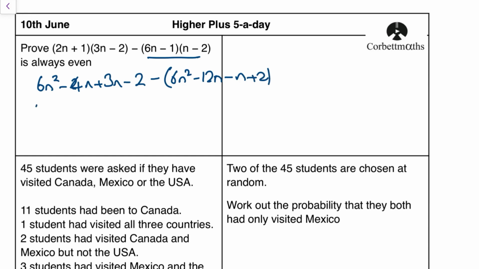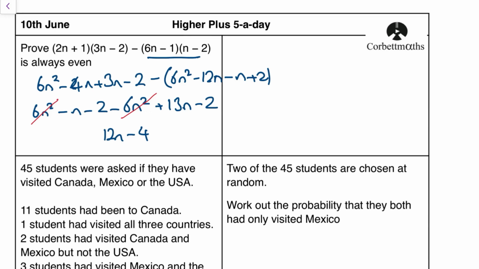Then remove the brackets. So it's going to be 6n squared minus 4n plus 3n is minus n minus 2 minus 6n squared minus 12n minus n is minus 13n. So that's plus 13n and minus 2 at the end. Right, so let's collect some of this. So 6n squared and 6n squared thankfully cancel out. And that just leaves me with 13n minus n, which is going to be 12n. Okay. And minus 2 minus another 2, which is minus 4.